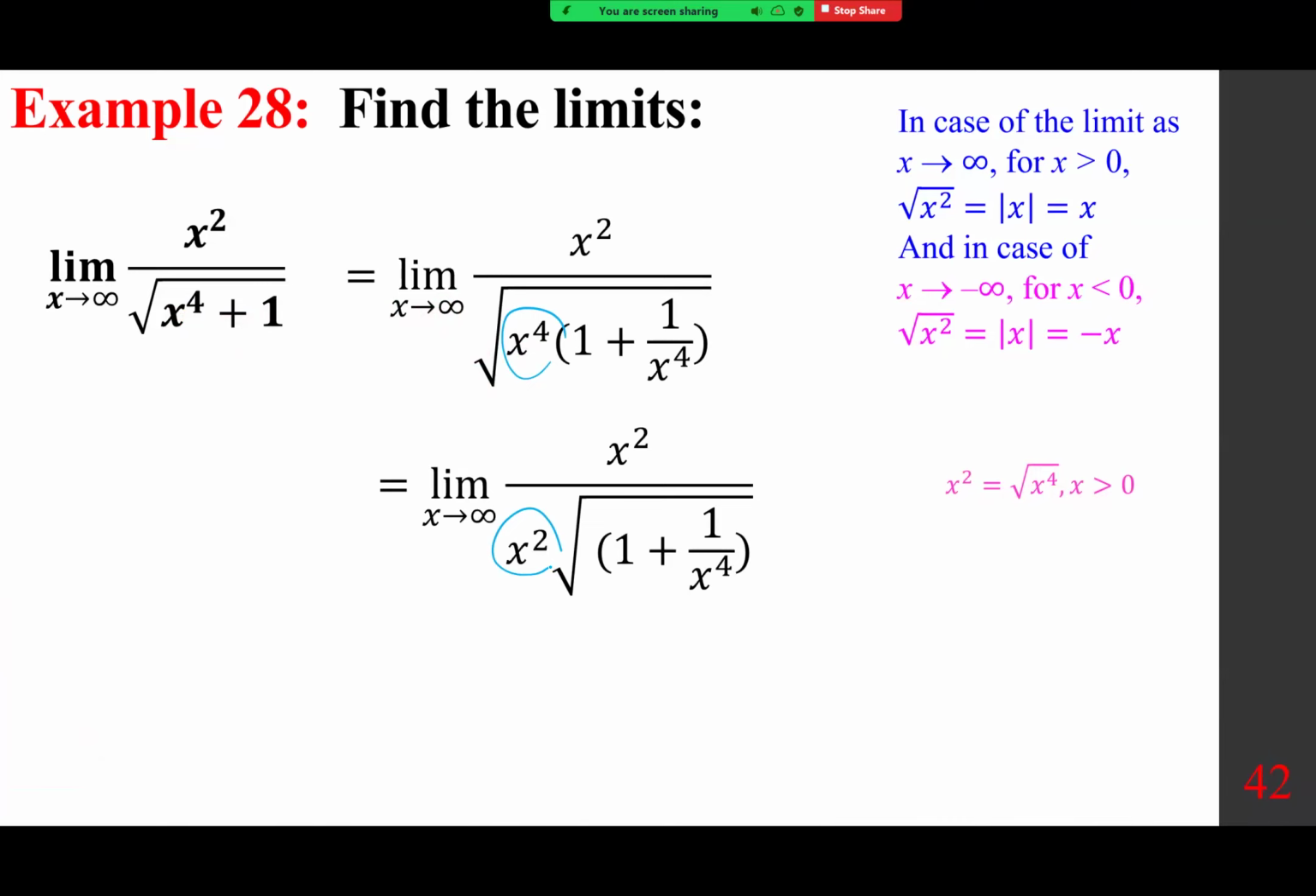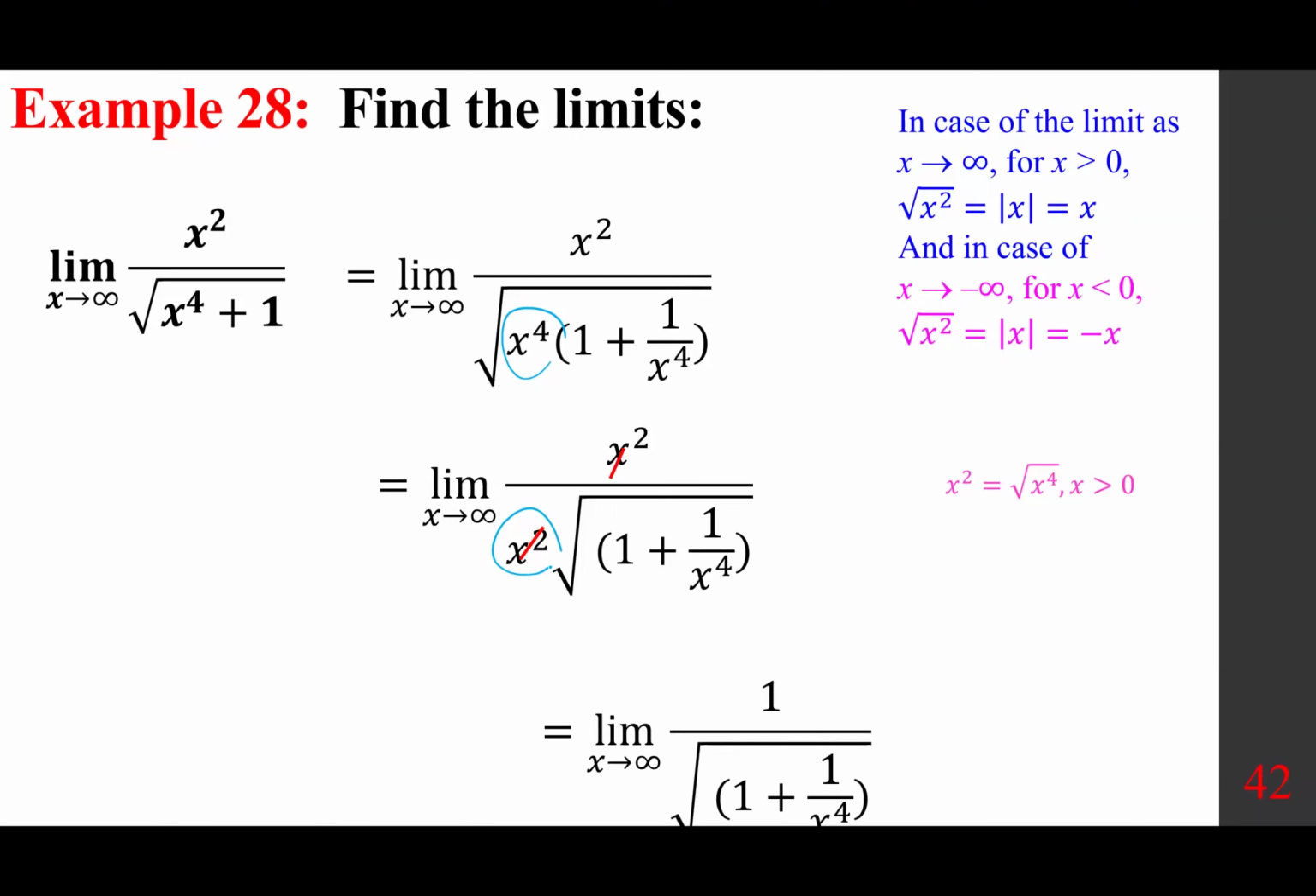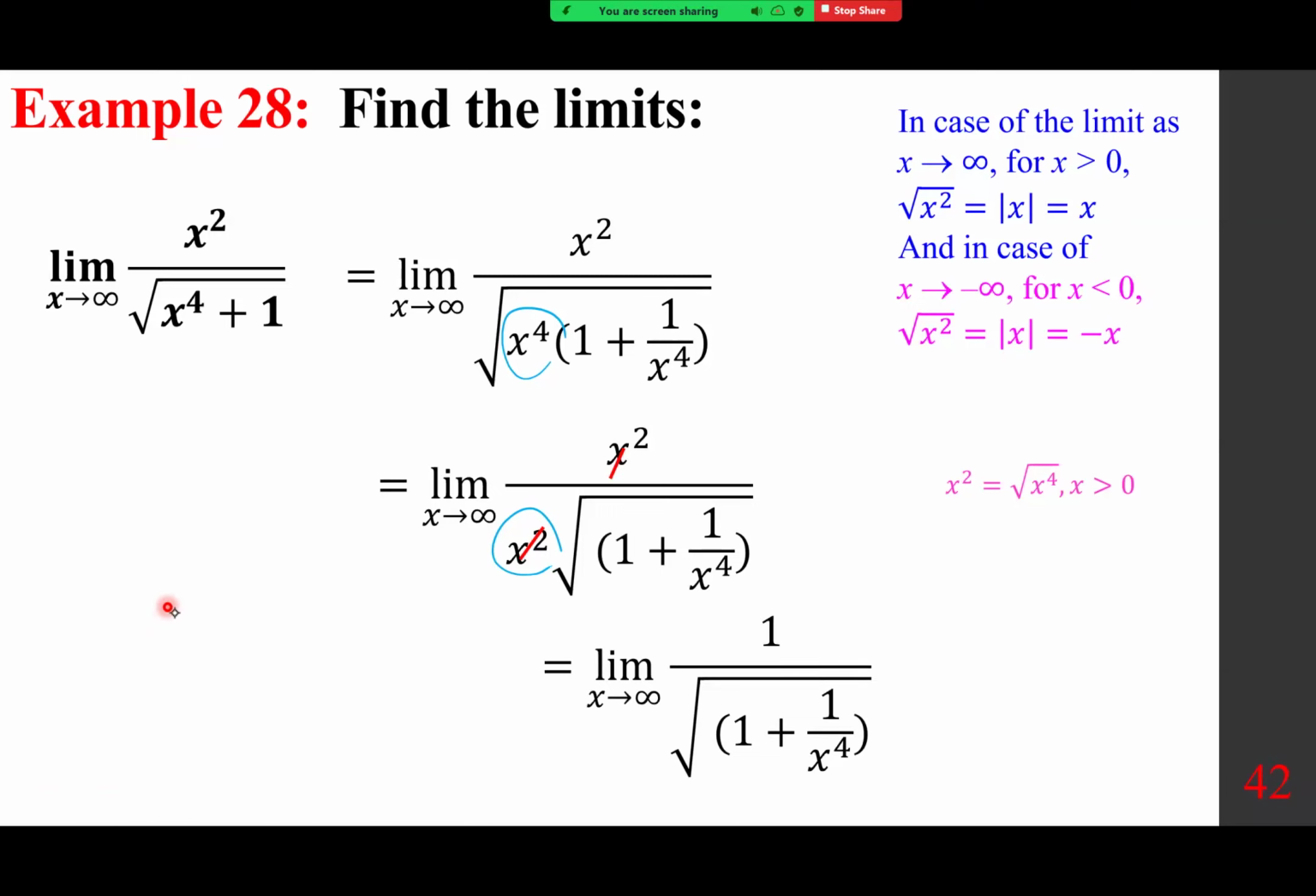So now we can drop the x squared from the top and the bottom, and the numerator is 1. If you plug in infinity, this goes to 0, and square root of 1 is 1, and the final answer is 1. And I hope you see how we are approaching this concept.